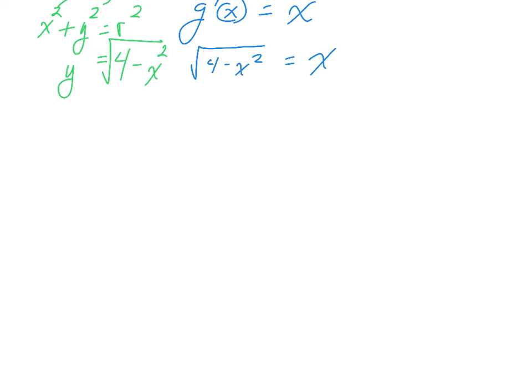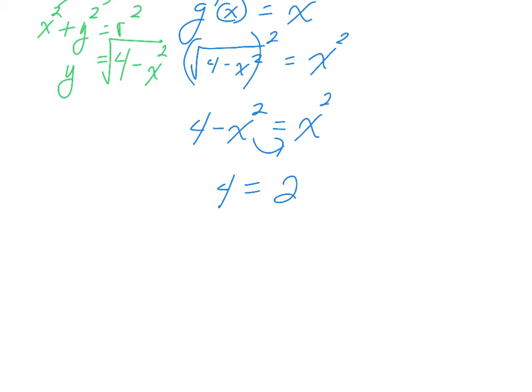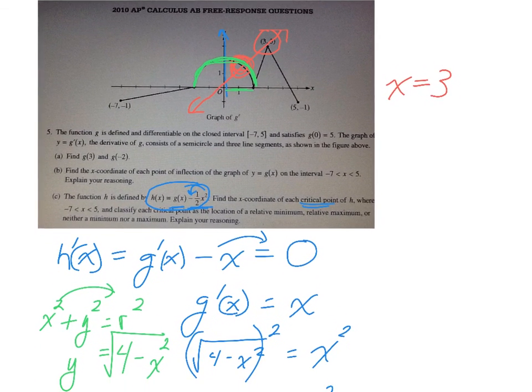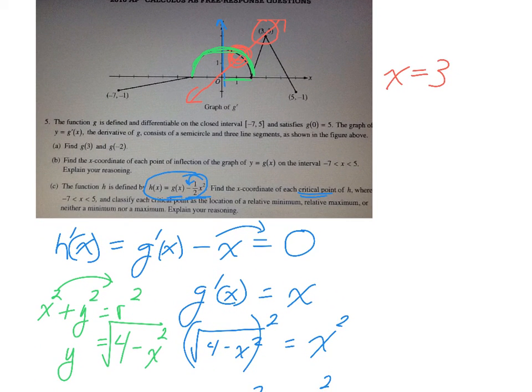So let's square both sides, and I get 4 minus x squared equals x squared. Let's move that over. 4 equals 2x squared. Divide off that 2. 2 is equal to x squared. So x is equal to the root of 2. If I go all the way back now, that means this point up here is the root 2.